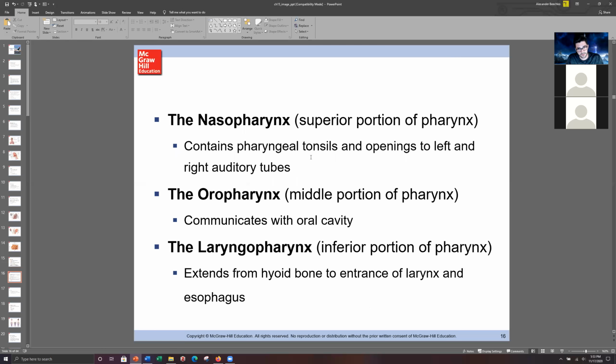So the nasopharynx, it's the superior portion, contains the pharyngeal tonsils and openings to the left and right auditory or eustachian tubes. The oropharynx, middle portion, communicates with the oral cavity. And the laryngopharynx, which is the inferior part, extends from the hyoid bone to the entrance of the larynx and the esophagus. Some really fun to say words in this chapter.